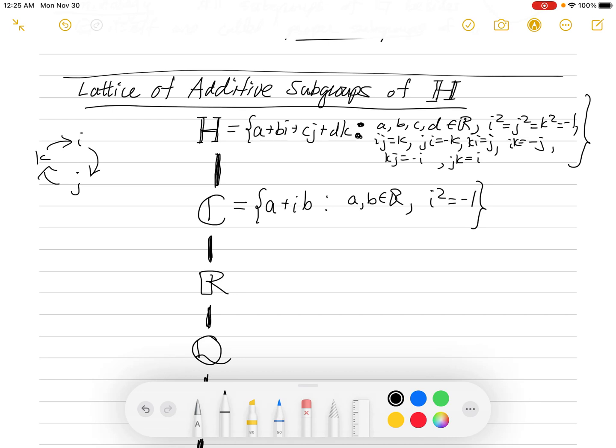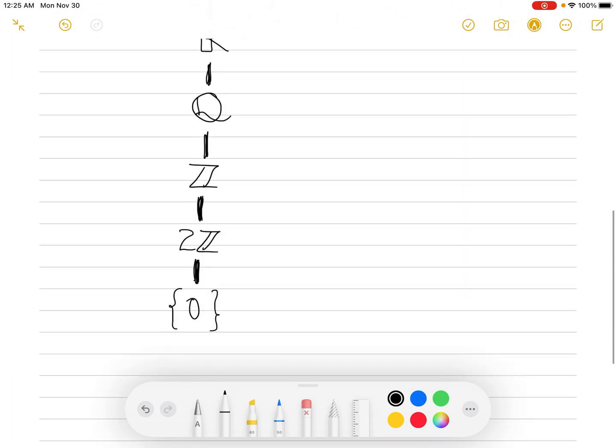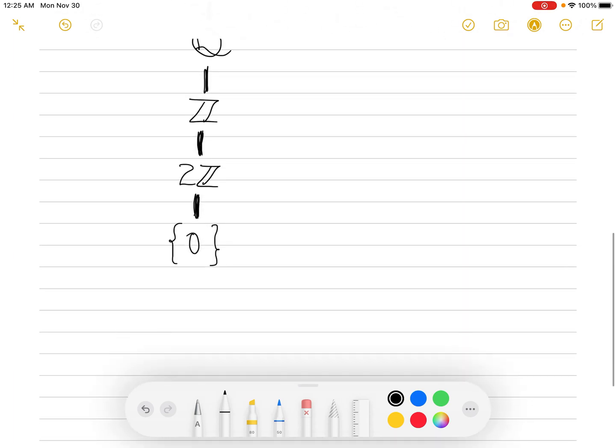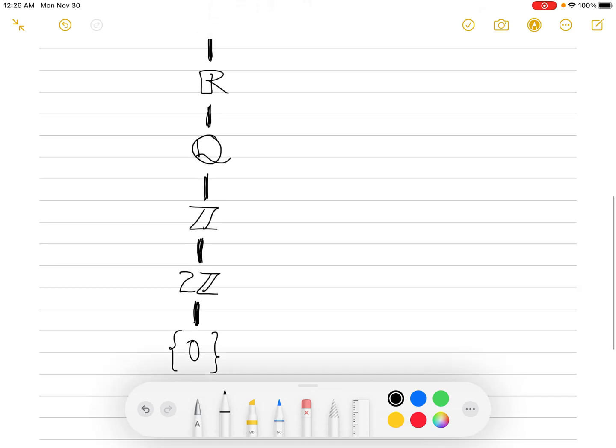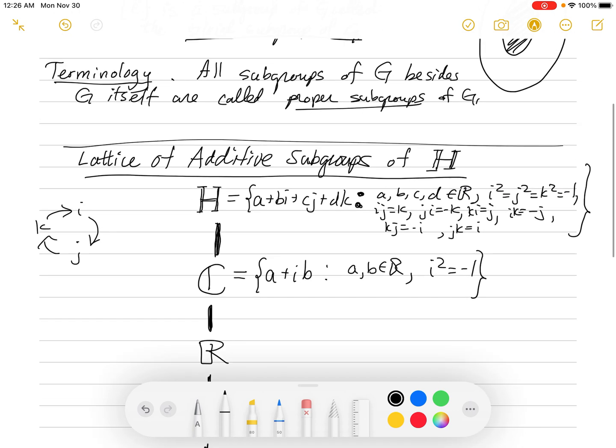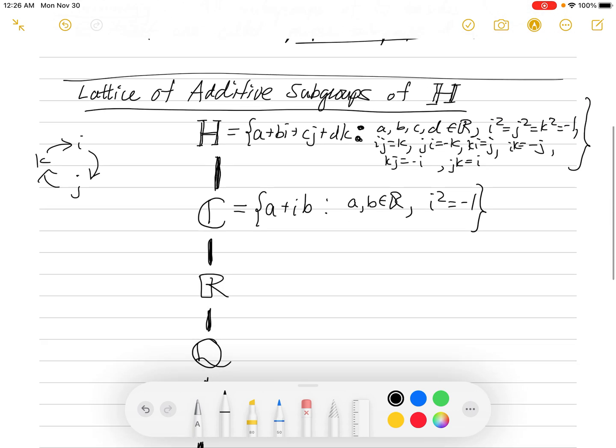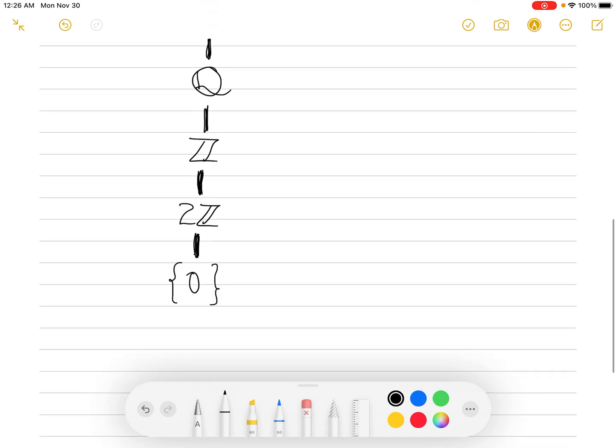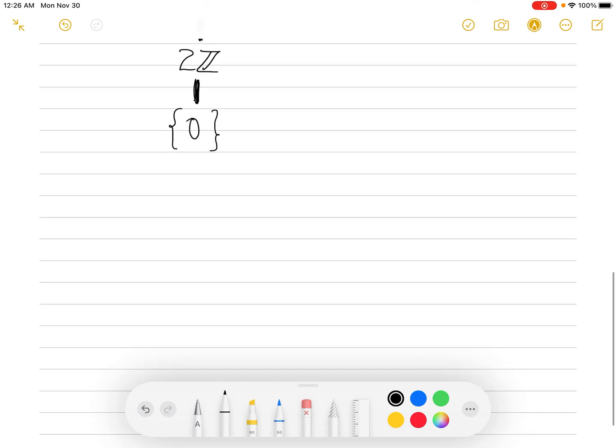So this diagram is called a lattice. You've got your top group, the real quaternions, then a subgroup, complex numbers, then a subgroup, the real numbers, subgroup, and so on, all the way down to the smallest subgroup, which would be just the trivial subgroup, the set containing 0. So these are a lattice of additive subgroups.